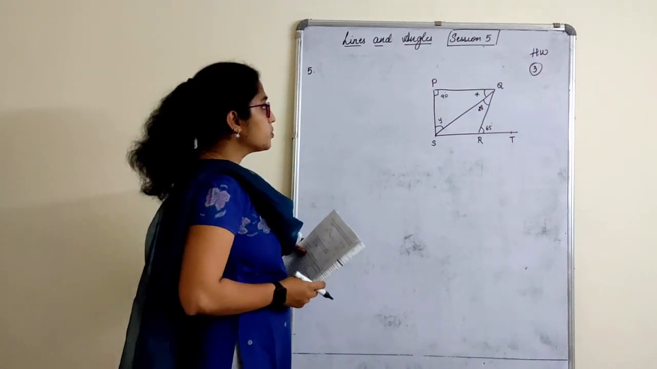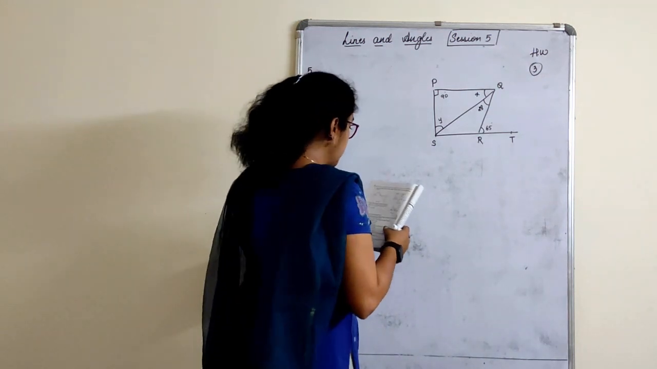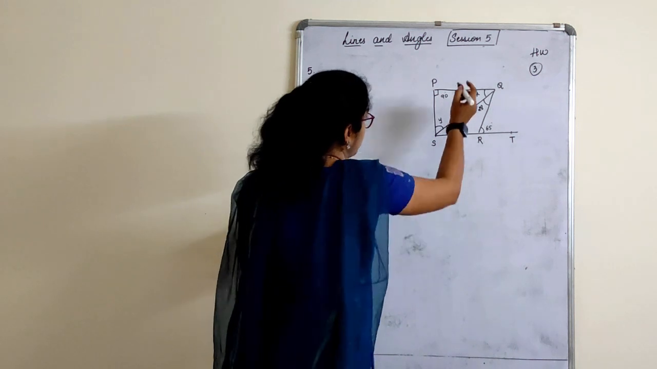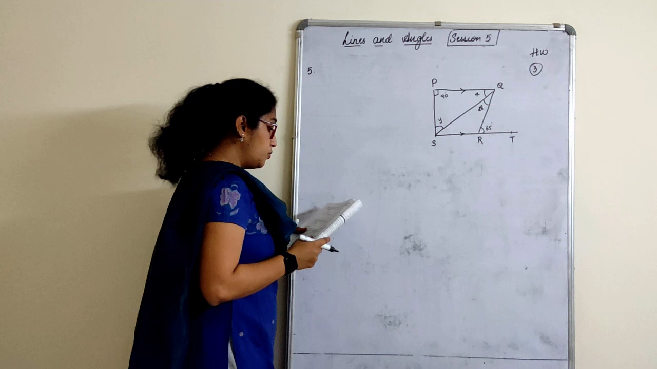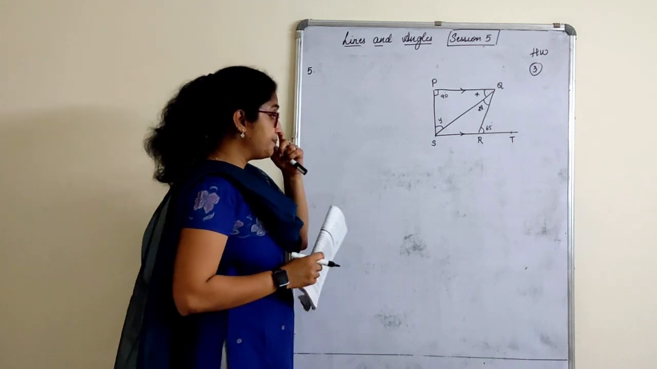Okay, let's understand this orally first. Yeah, they have given something. PQ parallel to SR, that's more important. PQ parallel to SR. Now, what do we have to find? X and Y we have to find.